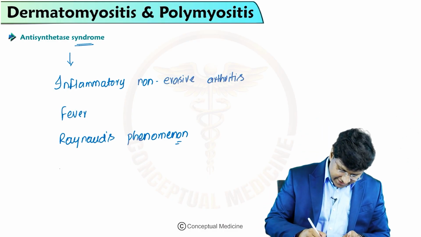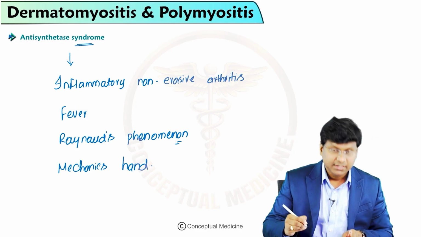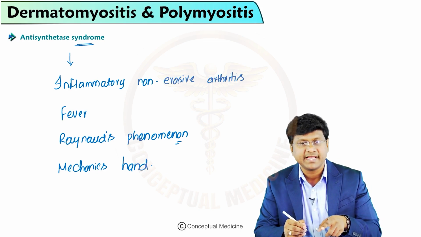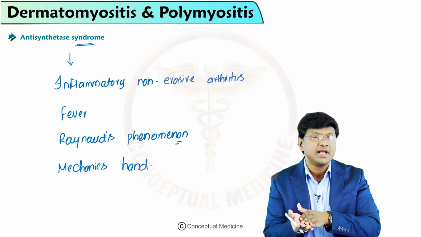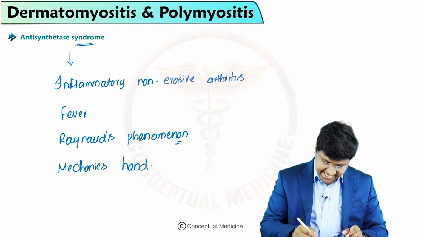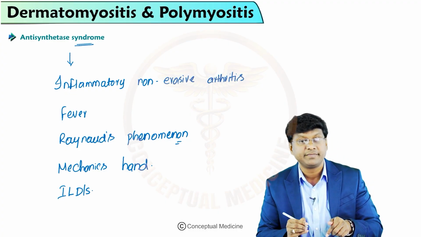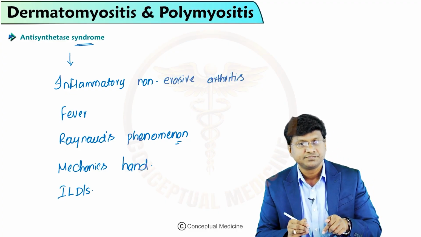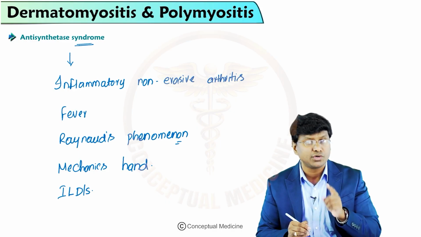They will also have the development of mechanic's hand, right? And what is this mechanic's hand? It is hyperkeratosis along the radial and palmar aspect of the fingers that I have already shown. And in this anti-synthetase syndrome, there will also be development of interstitial lung disease and often severe muscle disease associated with certain autoantibodies, right?